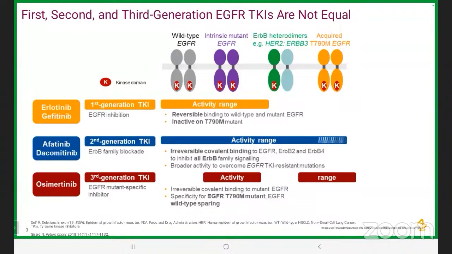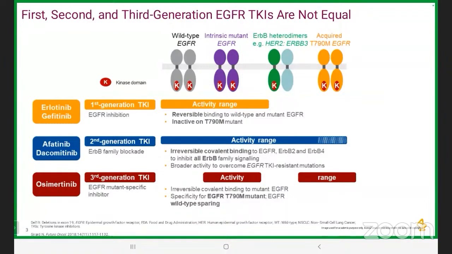That means that the binding was reversible, and of course they were not active against the T790M mutated EGFR. And then came the second-line TKIs, afatinib and dacomitinib. The beauty was that they were blocking not just EGFR but the whole ErbB family, and the binding was irreversible covalent binding. So the activity was broader, and they tended to circumvent some of the TKI resistance in EGFR.